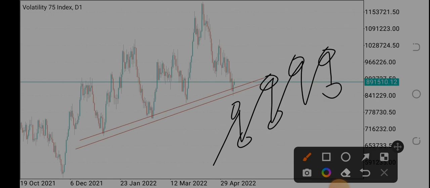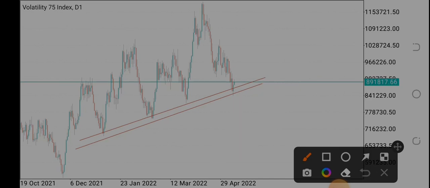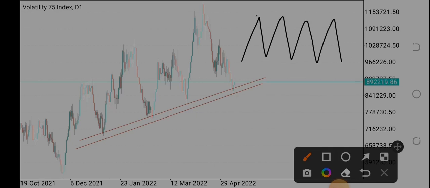Okay. Then sometimes the market just moves like this. So these areas where the market turned, these are called zones. Okay. Then you have the market that is moving in a consolidation like this. These areas in the market are called zones.